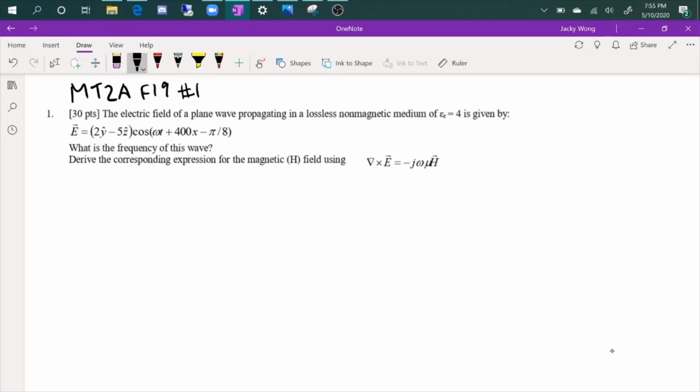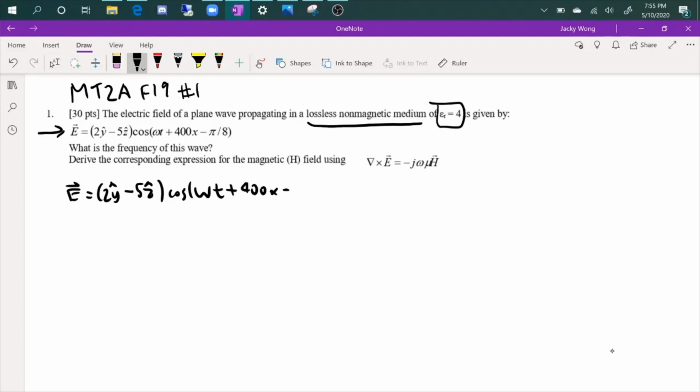The electric field of a plane wave is propagating in a lossless non-magnetic medium with epsilon r equal to 4. This is the given electric field. If we write it out, we can look for any variables we can take from the equation. From this equation, we can see the direction of the electric field. We can see that omega is not given to us, so we may have to solve for that later.